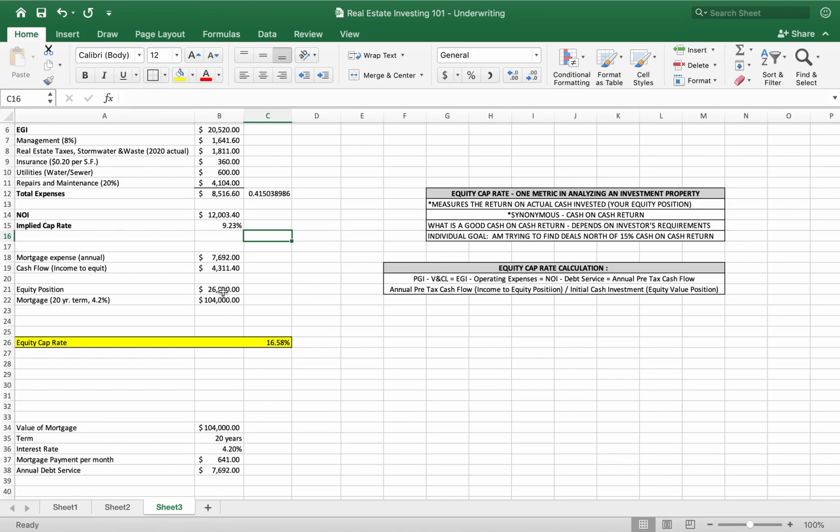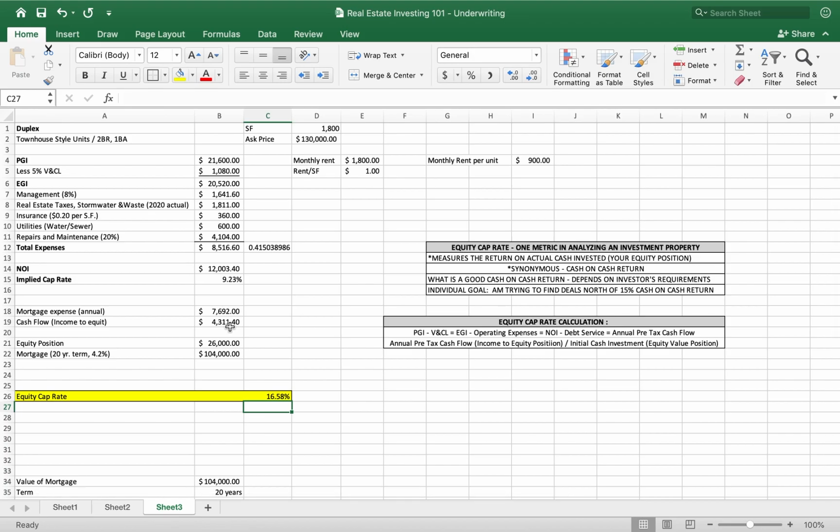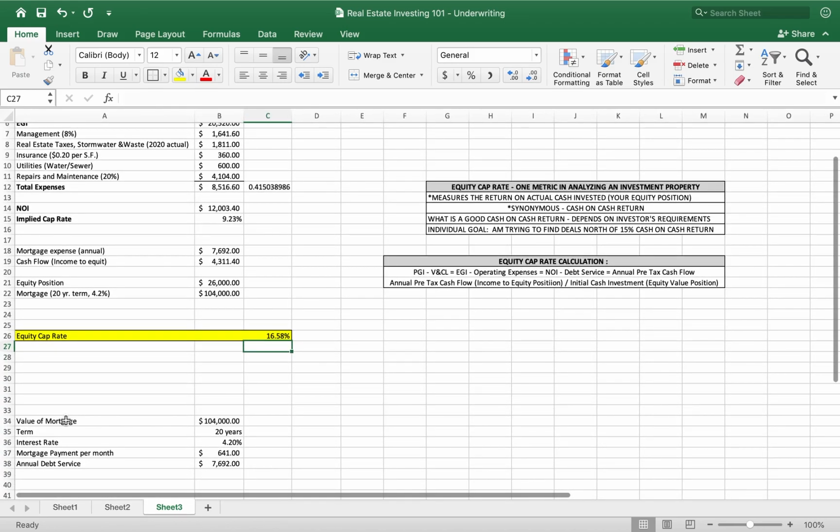And also, you can compare it to the financial market. So, what can a stock bring you per year? This is the same thing as a dividend rate, equity dividend rate for a stock. But it's just a really good metric to use, one that I use, one of 5 or 6 things when I'm really diving into a property to learn more about it and analyze it, a metric in analyzing an investment property.